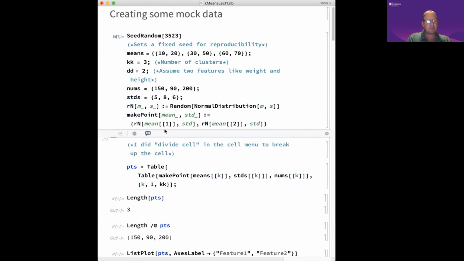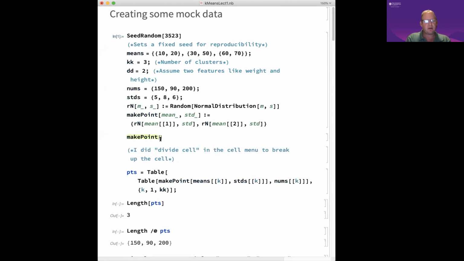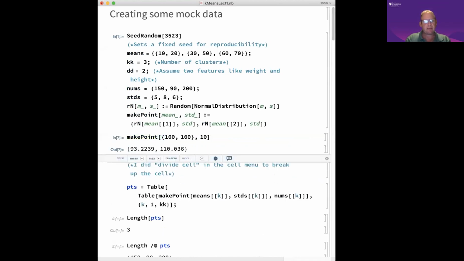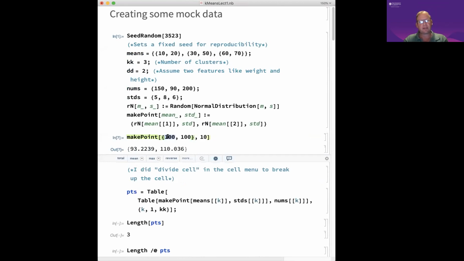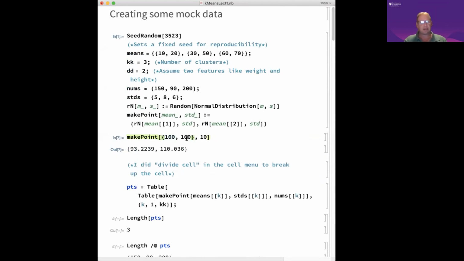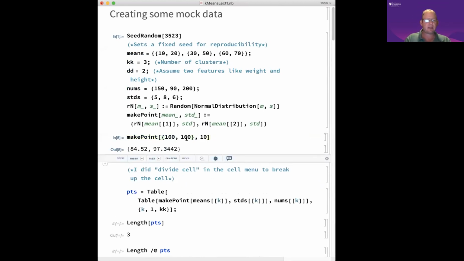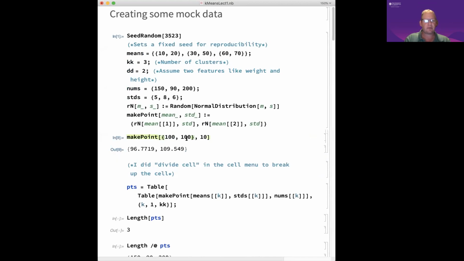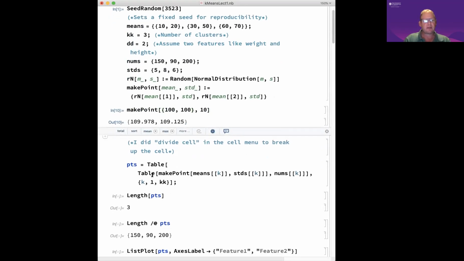And then I can do, for example, make point with a mean of, say, 100 and 100 with a standard deviation of 10. It gives me a random point around the center, 100, 110. If I do it again, another one. Again, another point, okay? So now we're going to make a table of many make points.